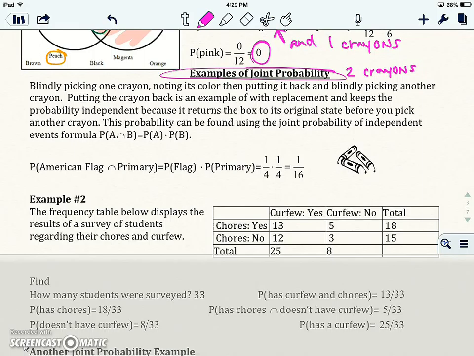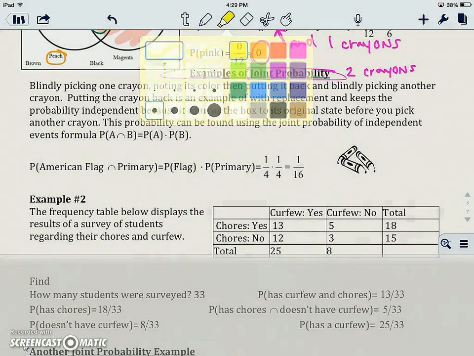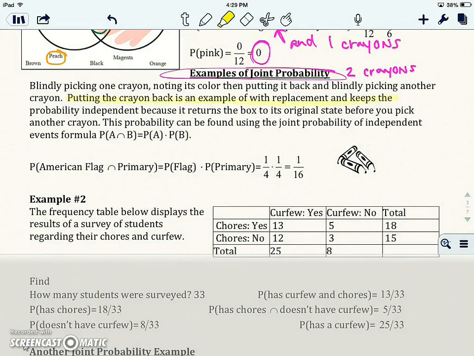Okay. Blindly picking one crayon, noting its color, then putting it back and blindly picking another crayon. Putting the crayon back, just like we talked about, is an example of with replacement and keeps the probability independent because it returns the box to the original state before you pick another crayon, just like I showed you with the sticks on the previous video. The probability can be found using the joint probability of independent events formula, which is that.